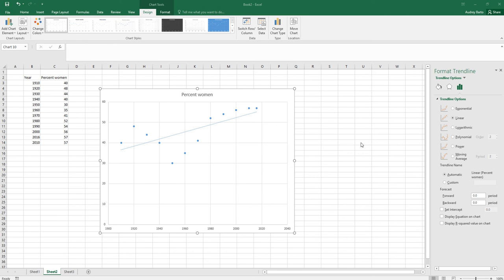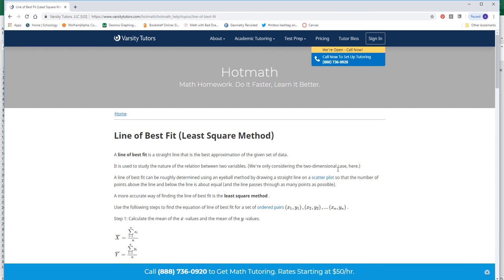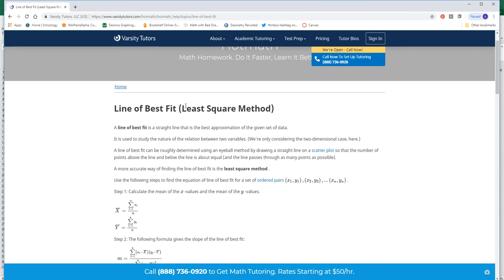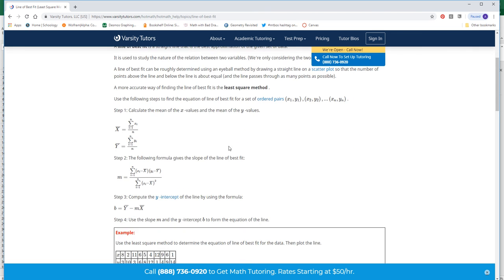Now there is a statistical way to calculate what this line is. So this is one major advantage of using technology to just quickly calculate this. Let me show you the formula for getting this line. This is one method for doing this. This is the least square method.